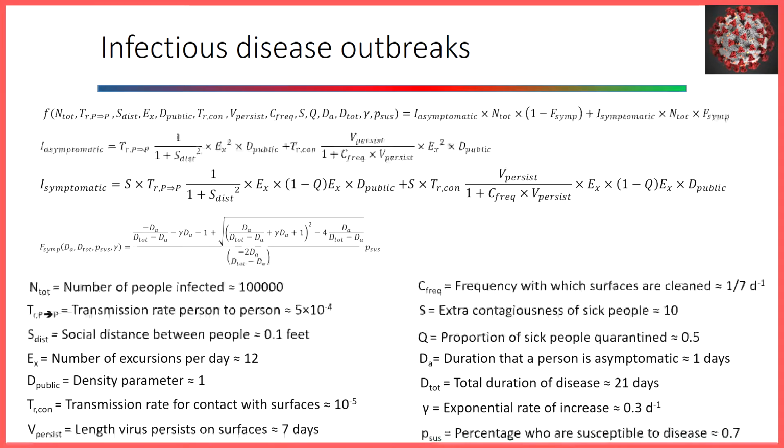infected times 1 minus the fraction that is showing symptoms plus the infection rate for symptomatic individuals times the total number infected times the fraction that is symptomatic.